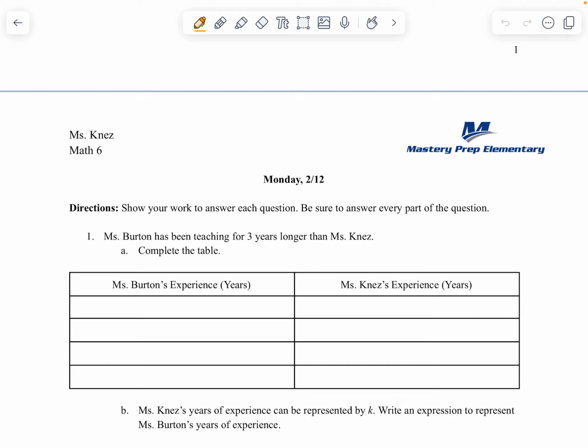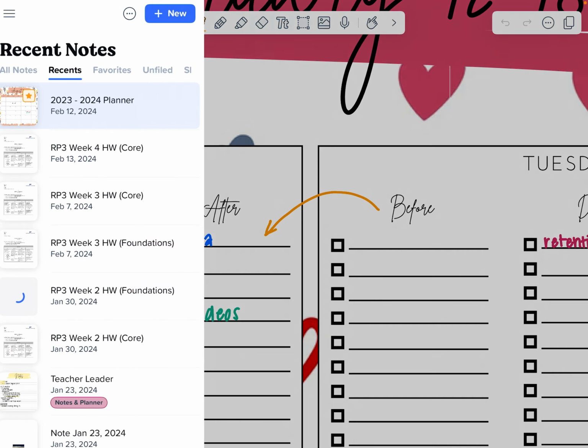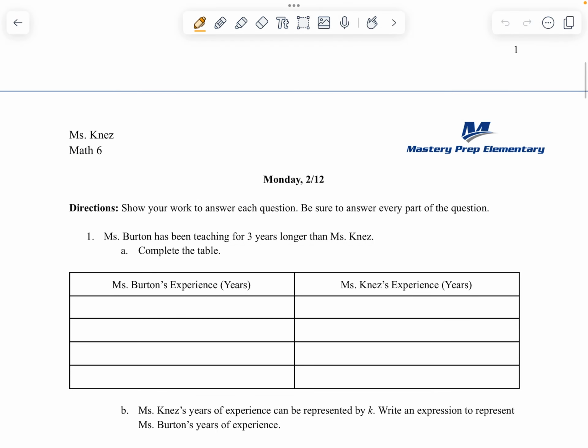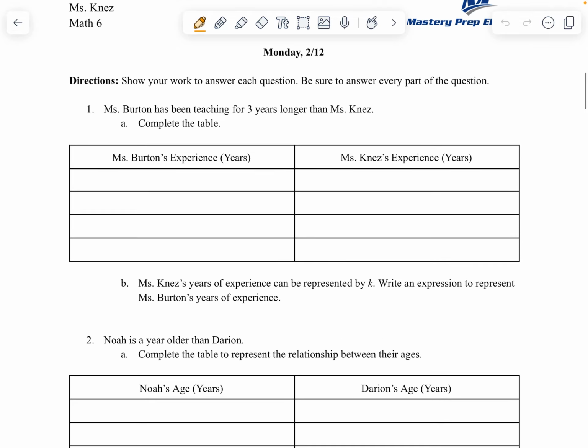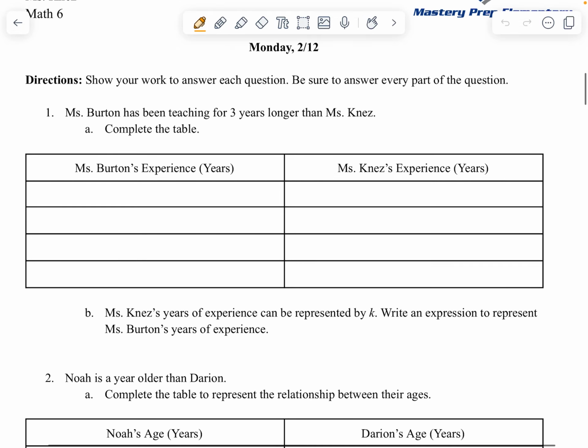The directions say to show your work to answer each question. And be sure to answer every part of the question. Let's use question 1 as our model. Miss Burton has been teaching for 3 years longer than Miss Knez.